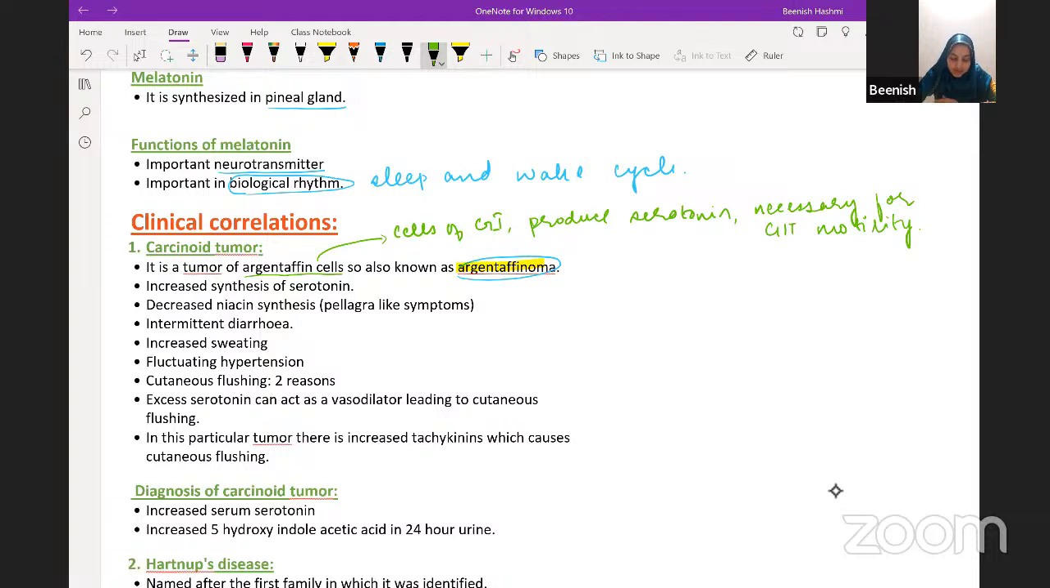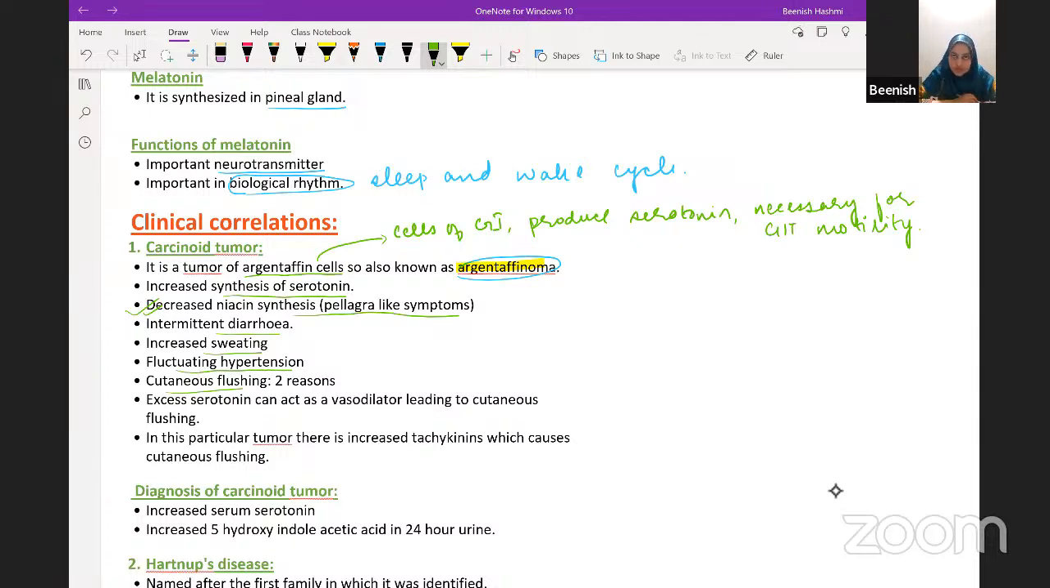As the argentaffin cells are producing serotonin, there will be increased synthesis of serotonin, and serotonin is important for GIT motility. So increased serotonin will cause diarrhea, increased sweating, fluctuating hypertension, and also cutaneous flushing. Increased synthesis of serotonin will also lead to decreased niacin synthesis, so there will be pellagra-like symptoms.